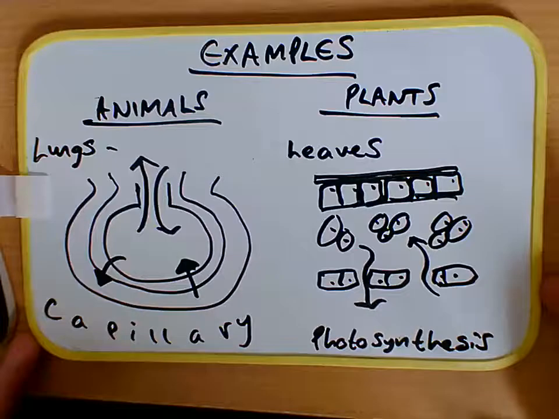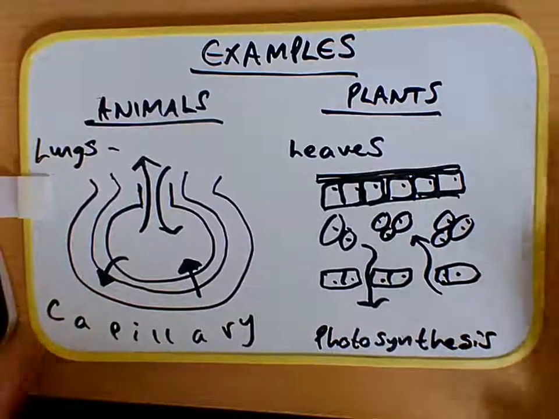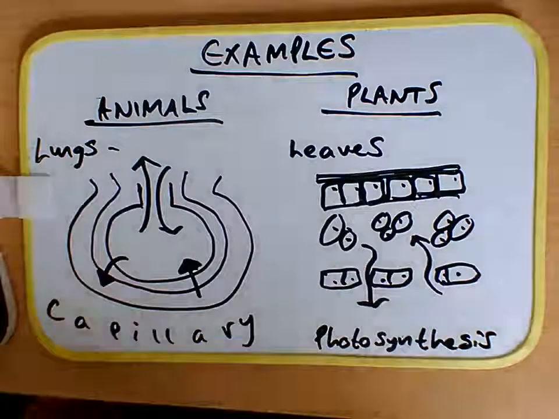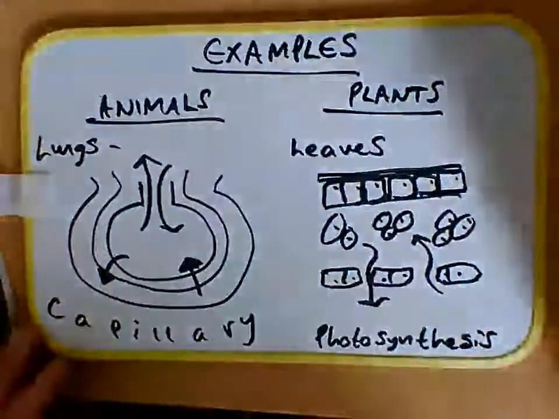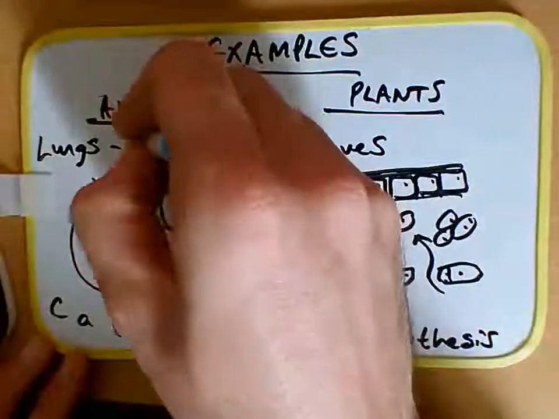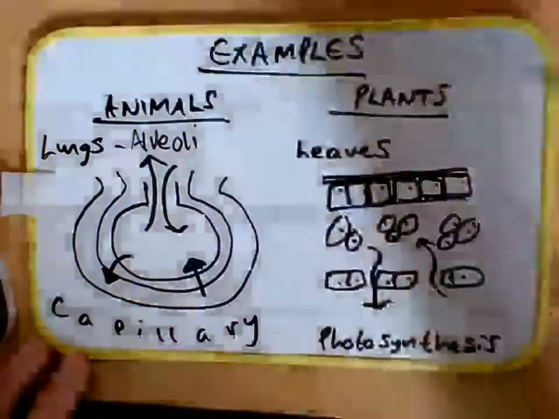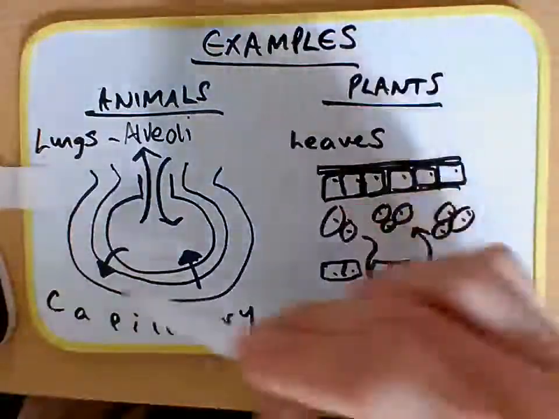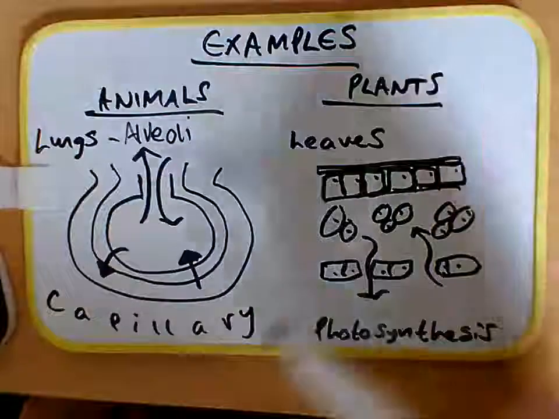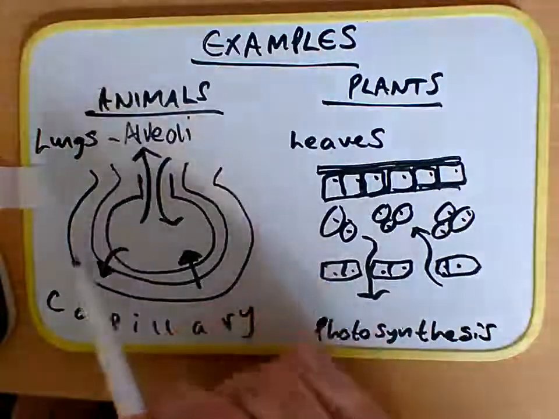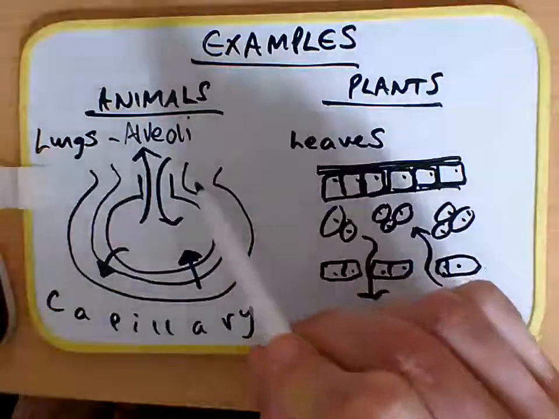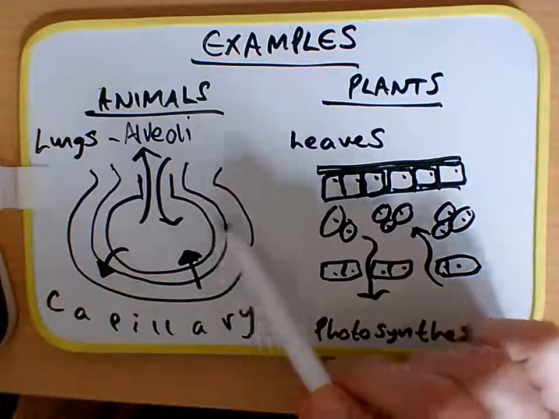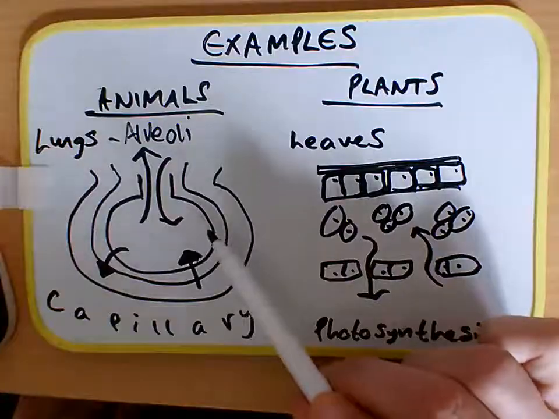So in animals, we find a good example in the lungs, and in plants we find a good example in the leaves. So in animals, in the lungs, we have these structures called alveoli, or air sacs. Now they're very, very small and they're round, so they've got a very big surface area. They've got a rich blood supply provided by these very small capillaries, and they've got very, very thin, moist walls, so that speeds up the diffusion.